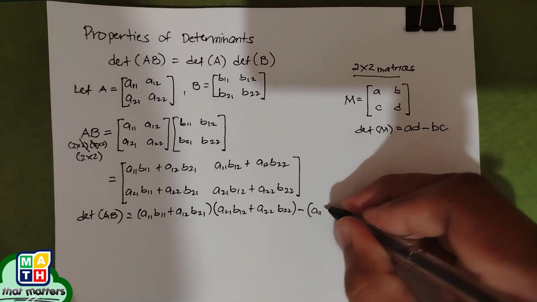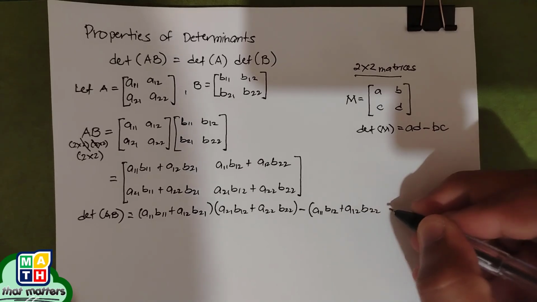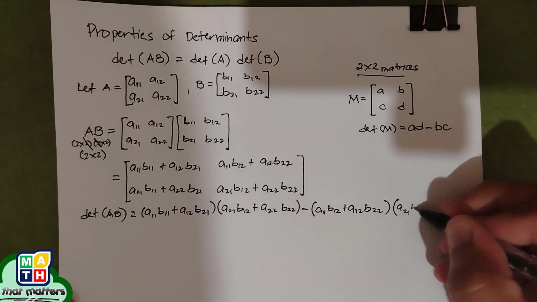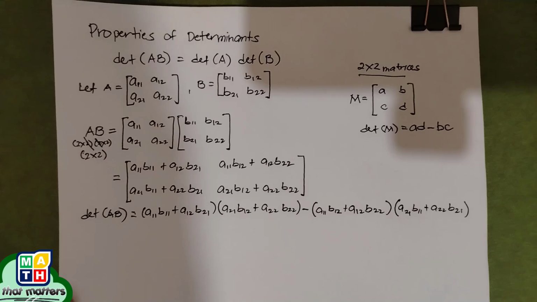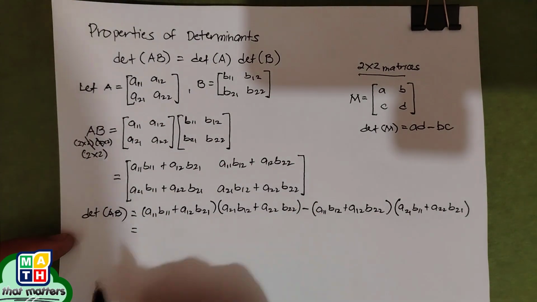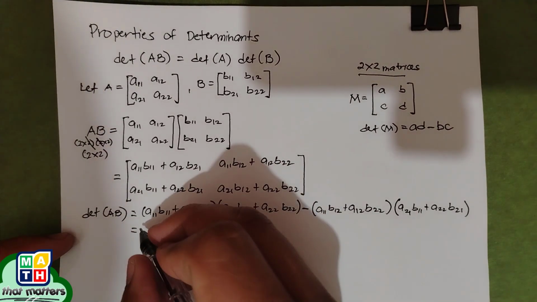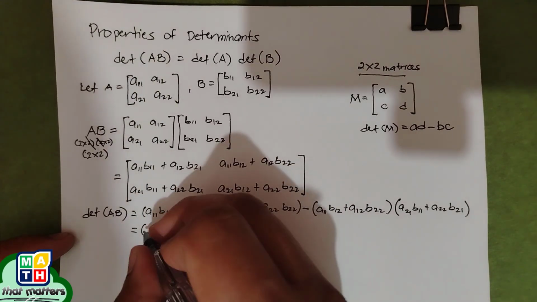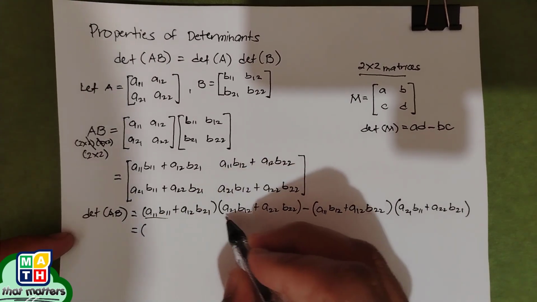So A11 B12 plus A12 B22 times this here, A21 B11 plus A22 B21. So let's try to multiply them, okay, so that we could have a final form later if it's possible. So you have, multiply using the FOIL method. So yeah, I'm just going to write parentheses first. So this multiply to that.